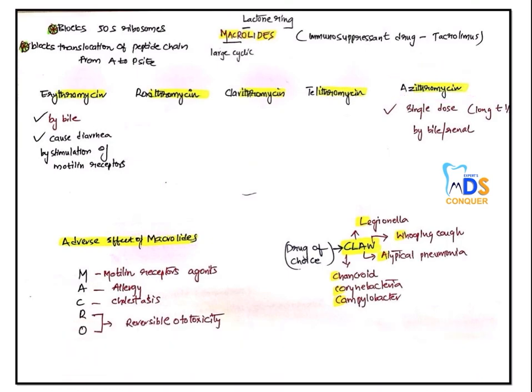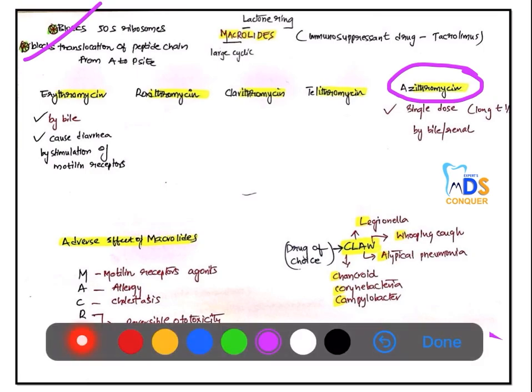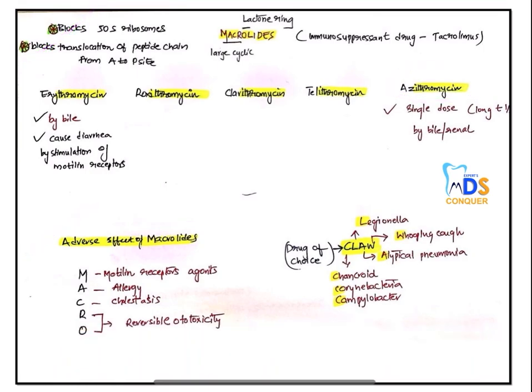Okay, so it blocks the 50S ribosome. That's the main thing, and it blocks the translocation of the peptide chain from the A to the P site. So the mechanism of action is quite important. Adverse effects, macrolides: there is reversible ototoxicity with macrolides, whereas irreversible ototoxicity is with the aminoglycosides.